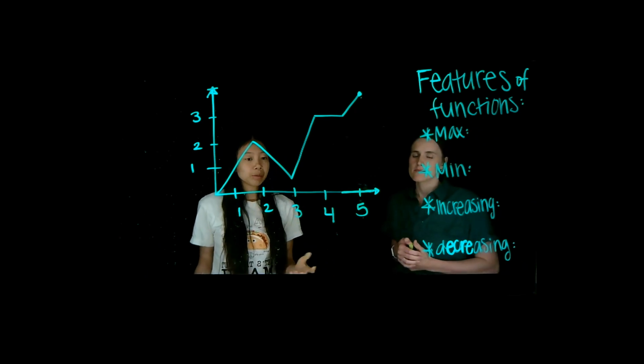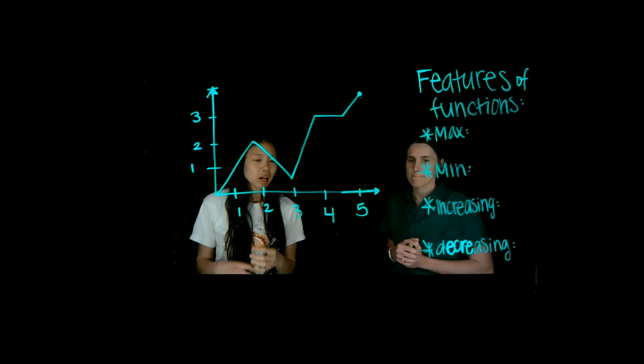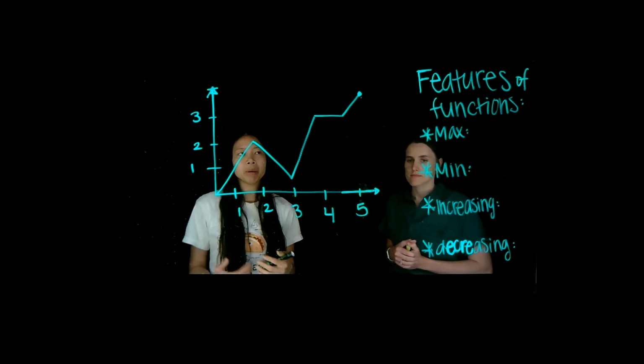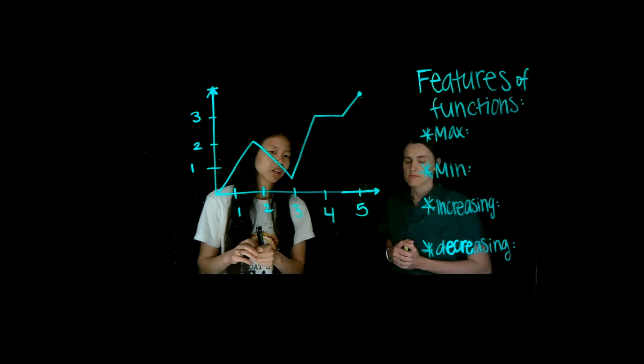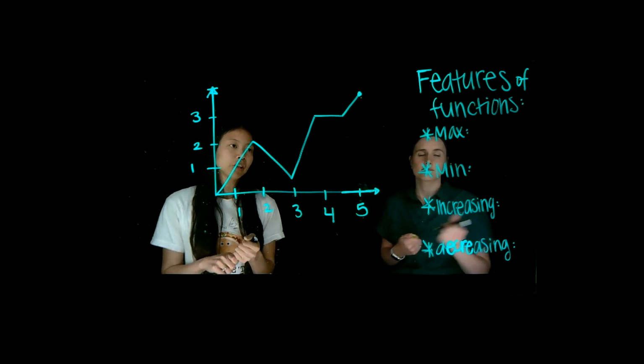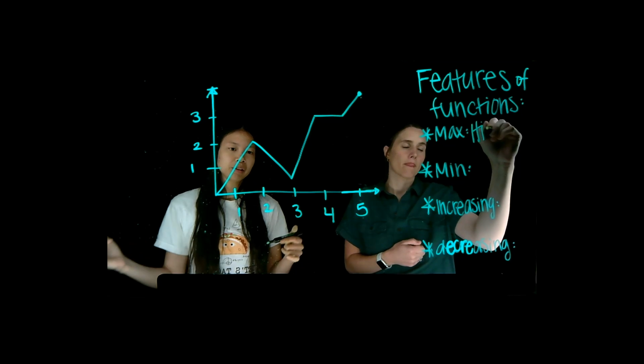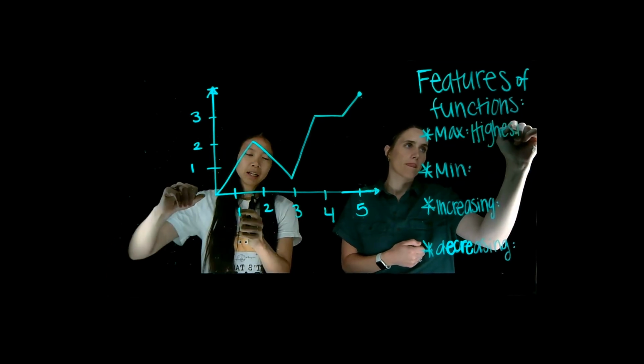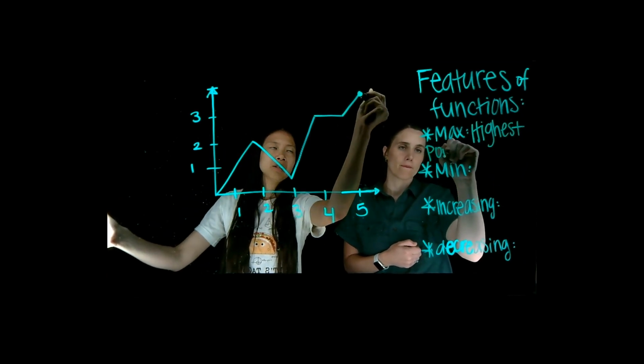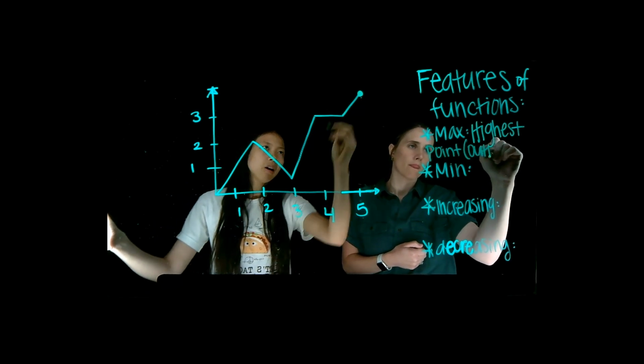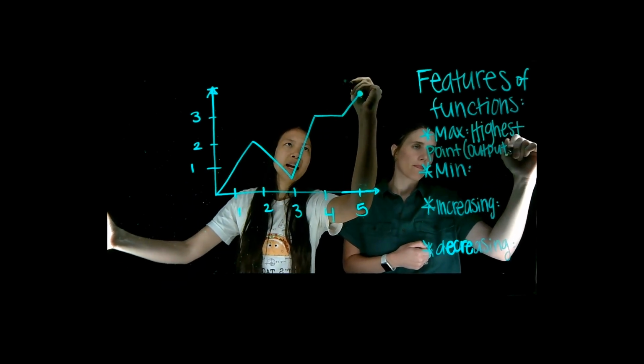All right, now we're going to share some key features of functions. The first couple that we'll talk about are the maximum and the minimum values. The maximum value of a function is the highest point that the function reaches, or the highest output value that it has. So looking at our graph here, we see that this is our highest point. Remember, we want to write our highest point, or our max here, as an ordered pair.